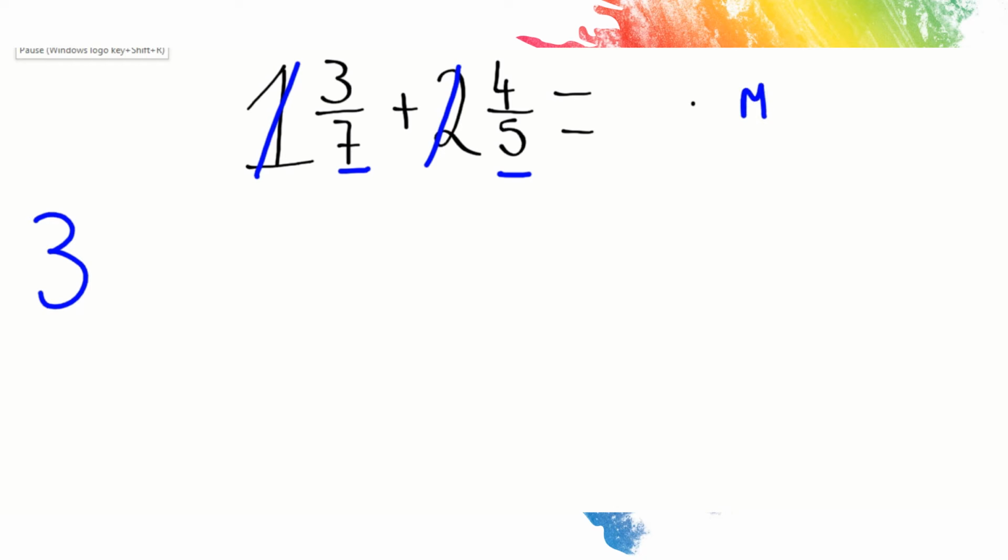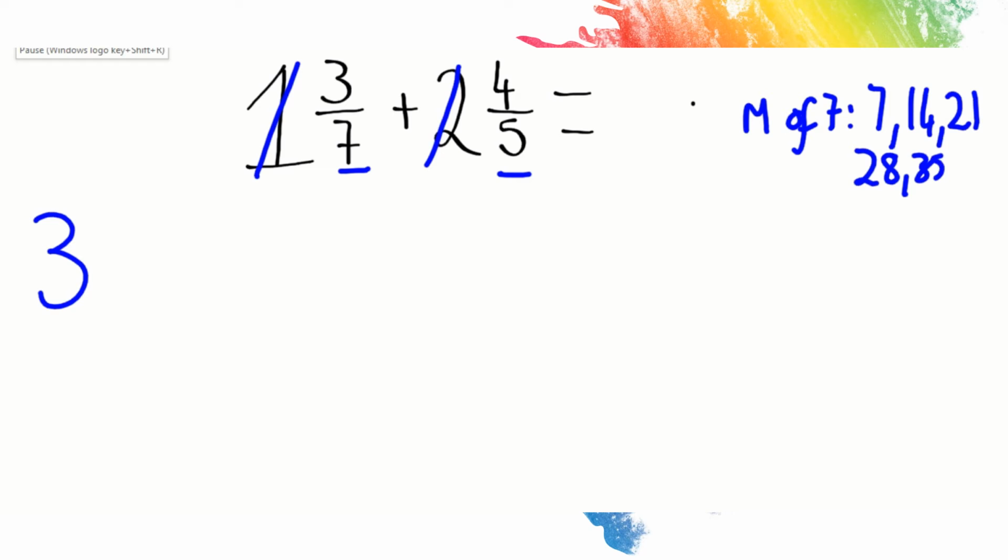So multiples of 7, which is 7, 14, 21, 28, 35. I'm not going to go anymore just in case that is it. It's in there. So then multiples of 5.